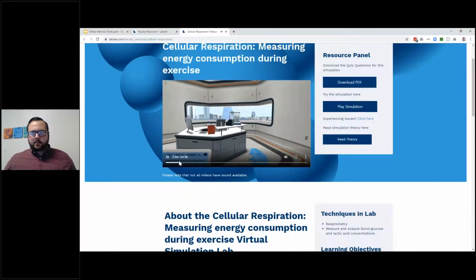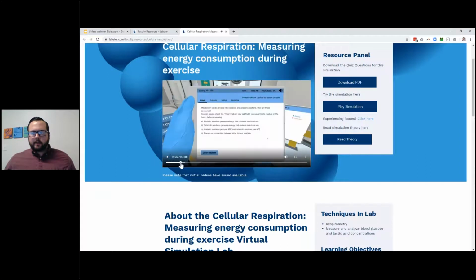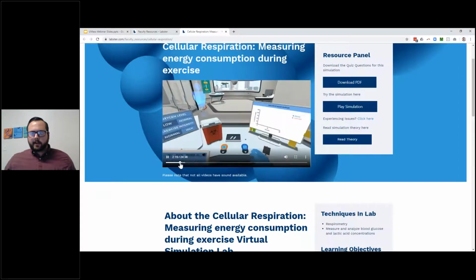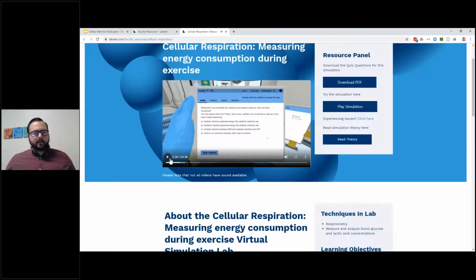So once they have a chance to look around and go to the correct table, they're going to get there and have everything in front of them that they're going to need to know. Those blood samples are right there, so they can begin working.